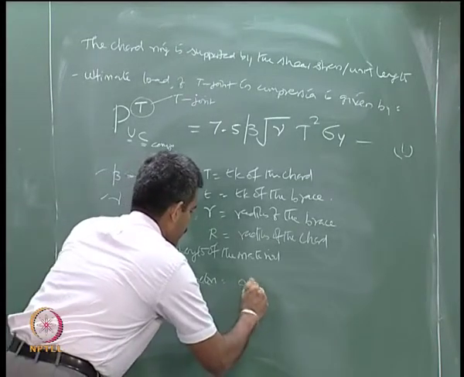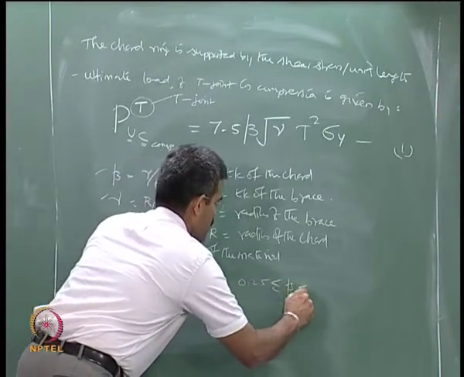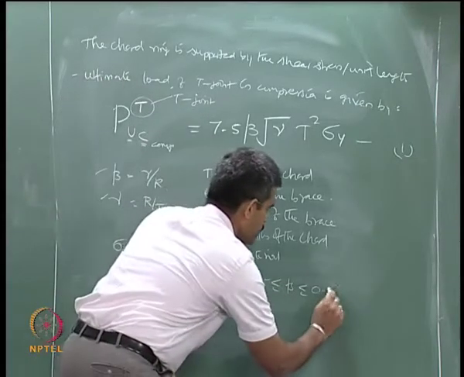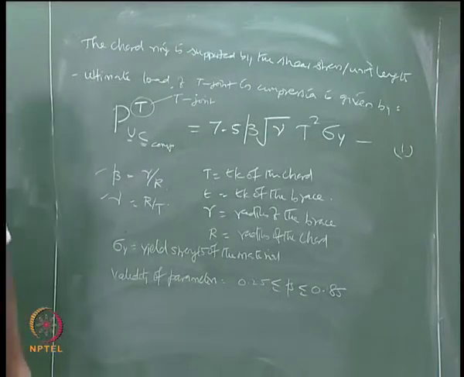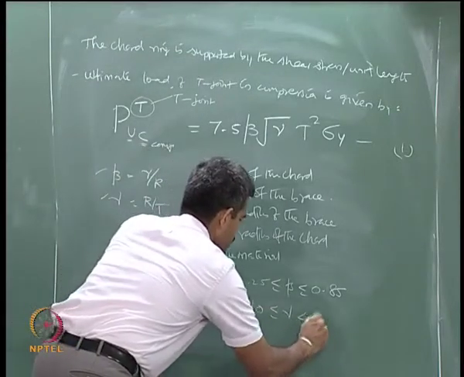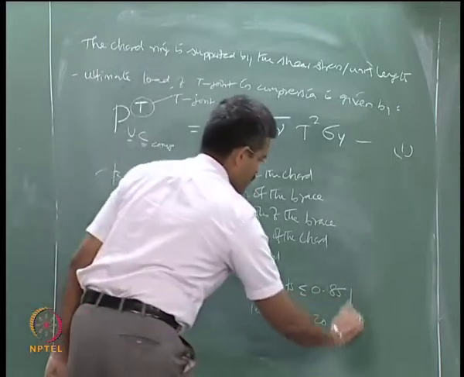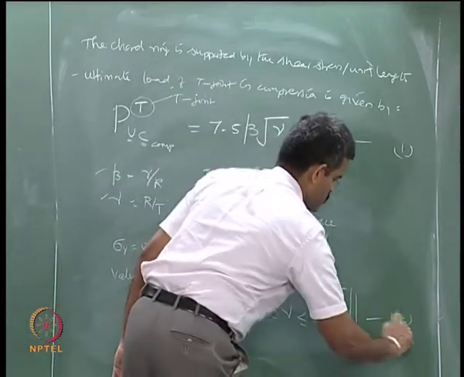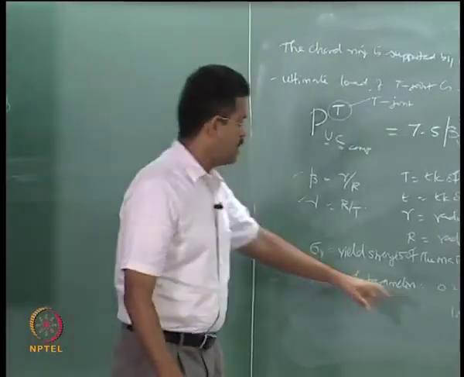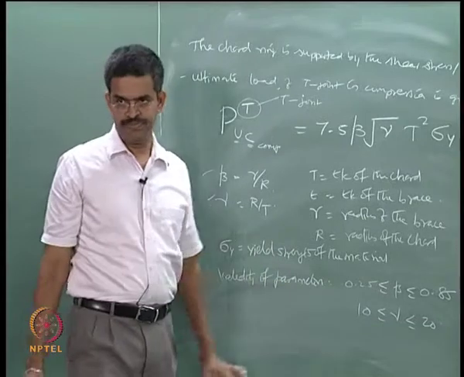0.25 less than beta less than 0.85 and nu is 10 to 20. These are the validity, call this as 2. So, empirical relationships will always get combined with the validity of application in the design.